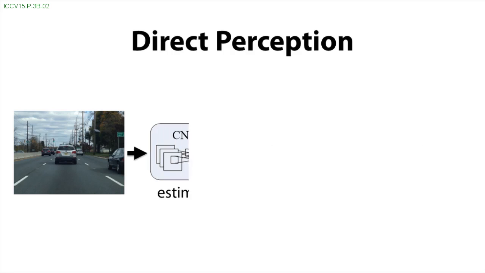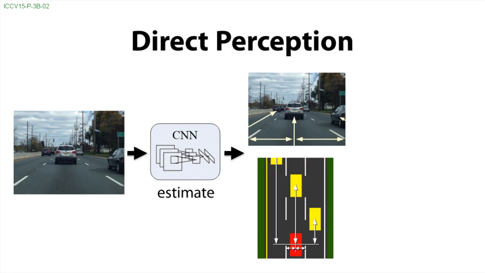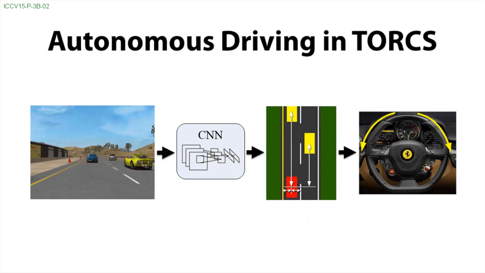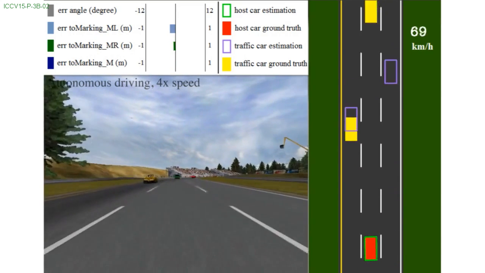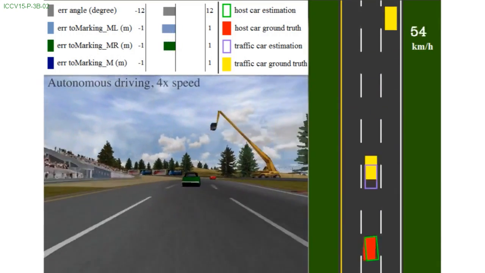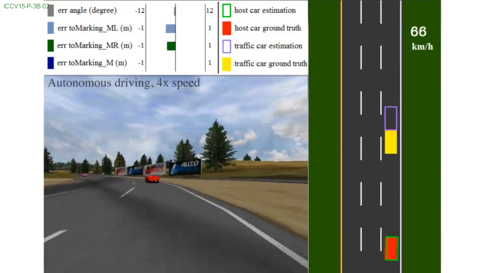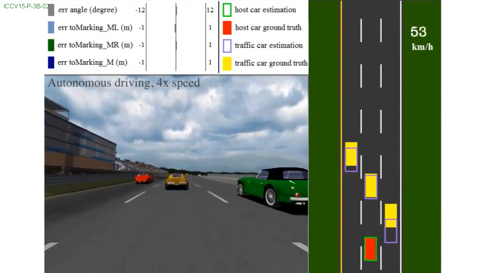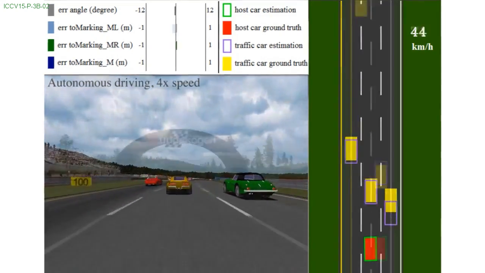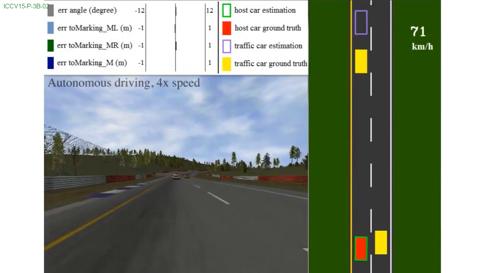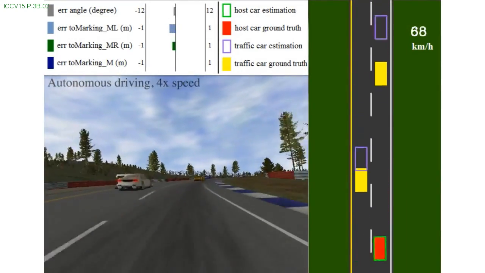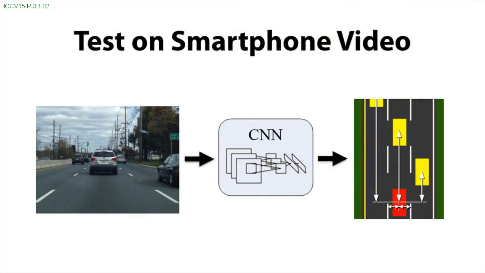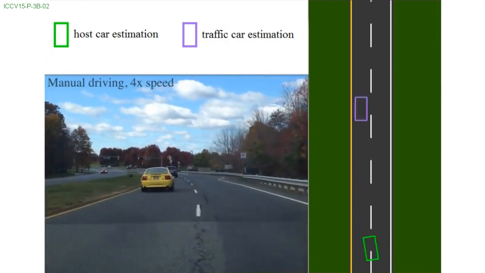Our direct perception approach estimates a few key affordance indicators, then computes the driving commands based on those indicators. Now we show our direct perception-based system driving autonomously in a racing game, TORCS. We show our direct perception CNN running on real driving videos.